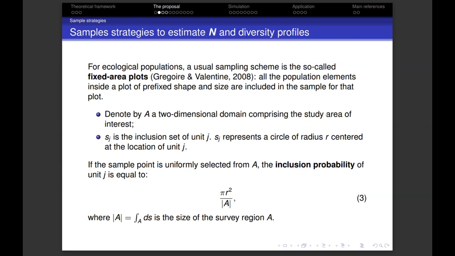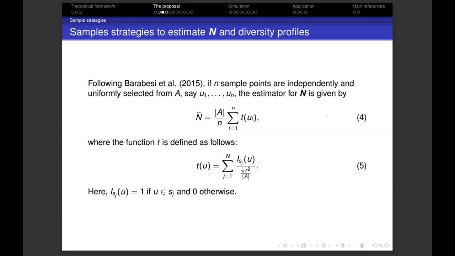we introduce the Gregoire-Valentine approach, where the study area is divided in plots. Each unit observed in each plot belongs to the sample unit. So we can estimate for a single plot the abundance vector, and we ensure the asymptotic distribution of the abundance vector. In particular, adopting the same Bayesian approach, we can compute the inclusion probability as in equation 4, and a Horvitz-Thompson estimator of the abundance vector is obtained combining both equation 4 and equation 5.